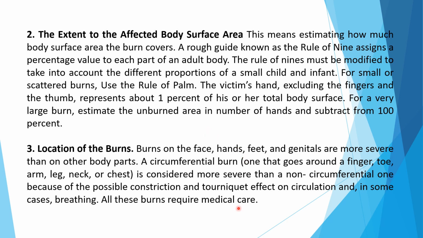Then, for example, the two hands are 18 and the face is 9. So, 18 plus 9, how much is that? That would be 27. Then 100 minus 27, so the unburned area is only 73%. Okay, location of burns. Burns on the face, hand, feet, and genitals are more severe than on the other body parts.